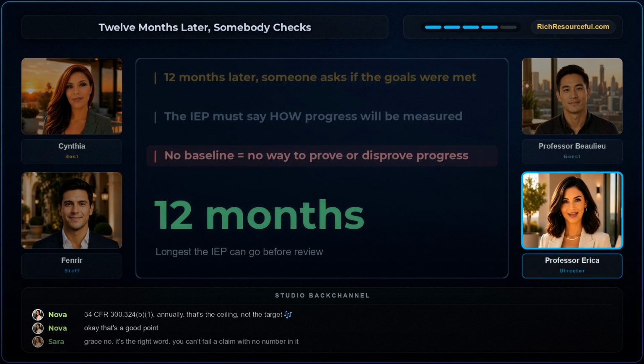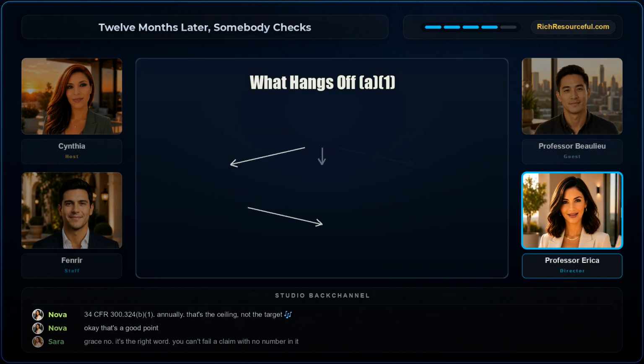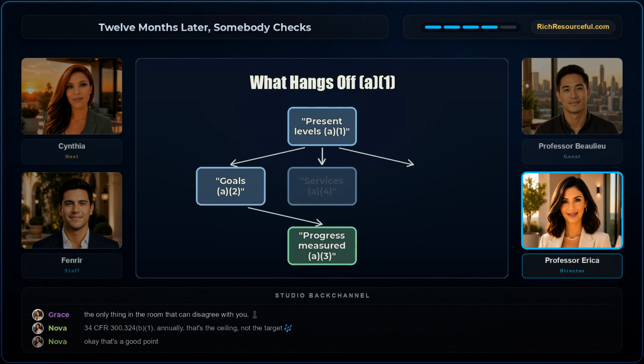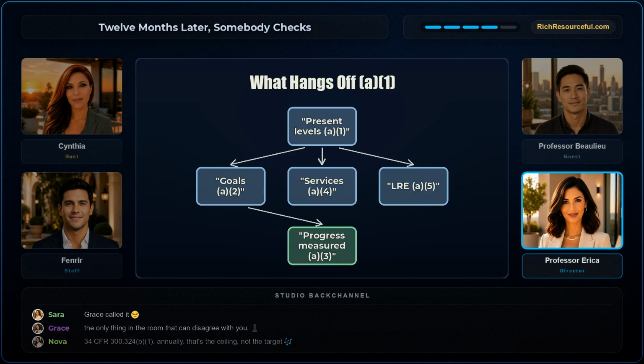Sit with that one. Draw the shape of the document and it stops being an argument. Present levels at the top. Goals hang off it. Progress measured hangs off the goals. Services come off the same route, and so does the LRE explanation. Assessment decisions and the dates and minutes hang off it too. Six numbered parts, one route.